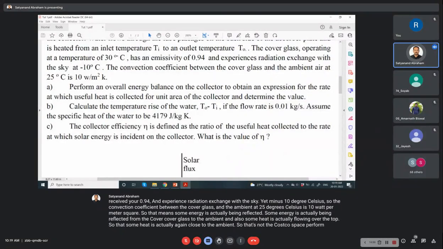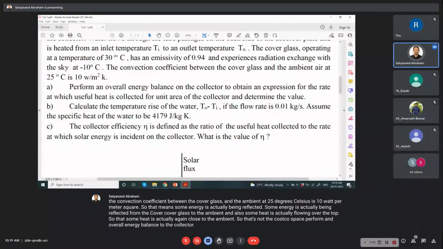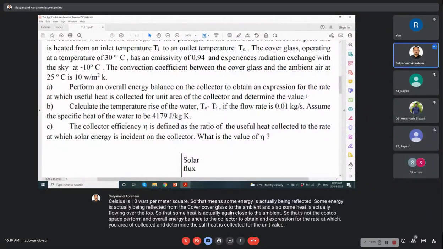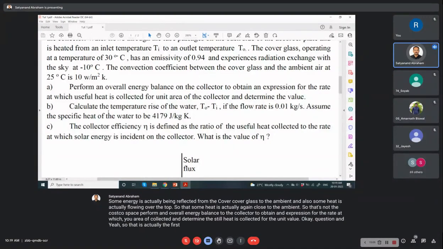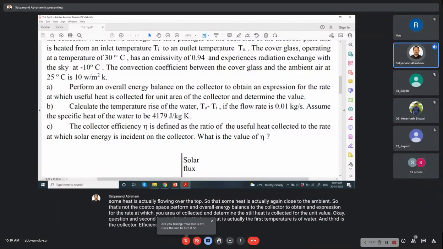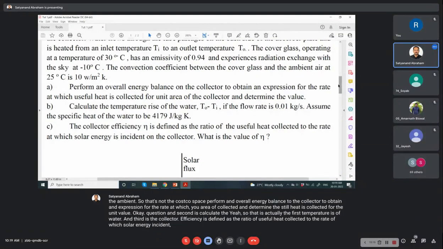Perform an overall energy balance on the collector to obtain an expression for the rate at which useful heat is collected per unit area of collector and determine the value. That is the first question. And second is calculate the temperature rise of water. And third, the collector efficiency is defined as the ratio of useful heat collected to the rate at which solar energy is incident. What is this value?